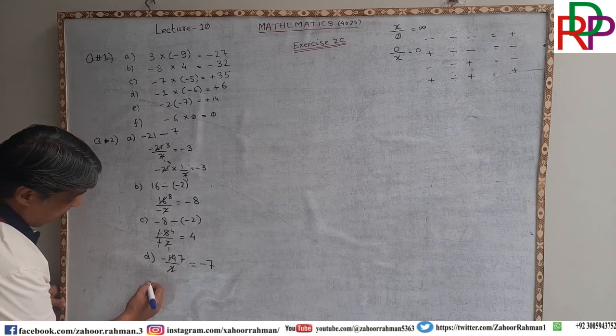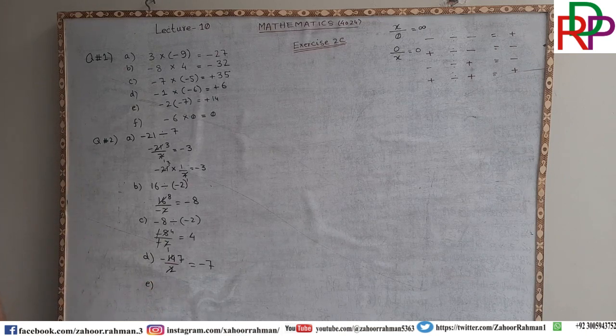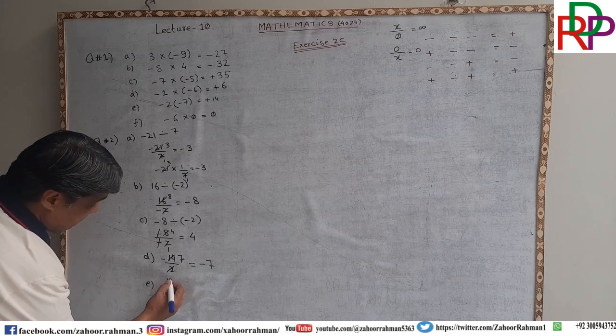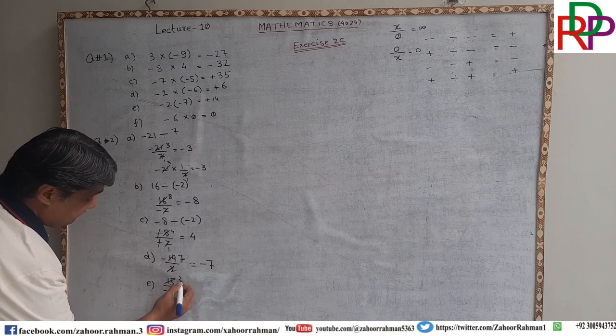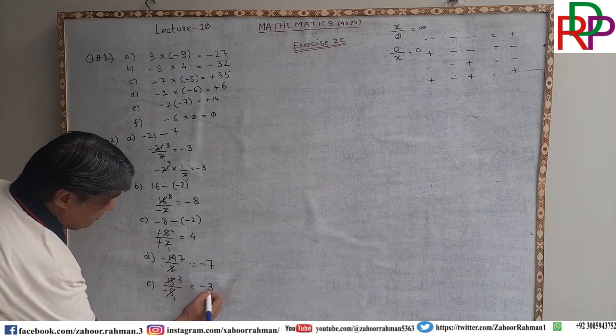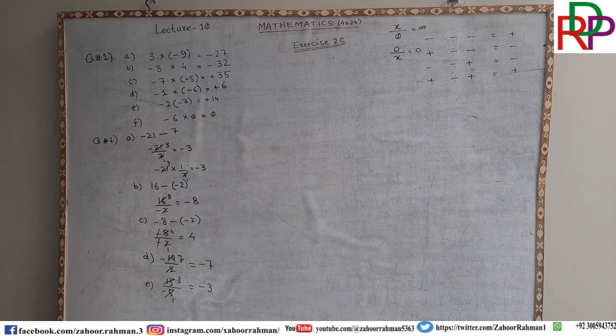Similarly, we have E part, and E part is saying 15 divided by minus 5. 5 ones are 5, 5 threes are 15. So minus 3 is the answer.